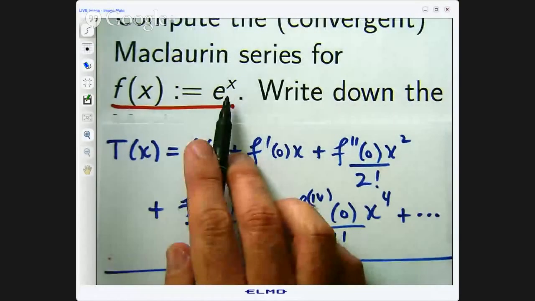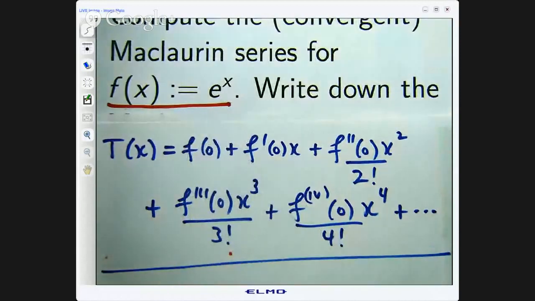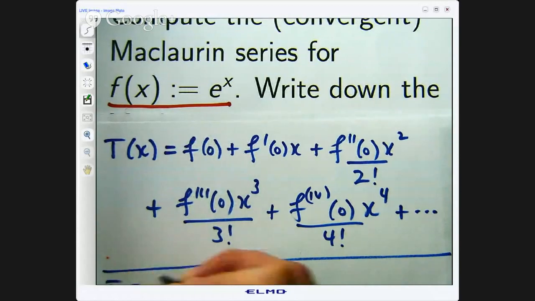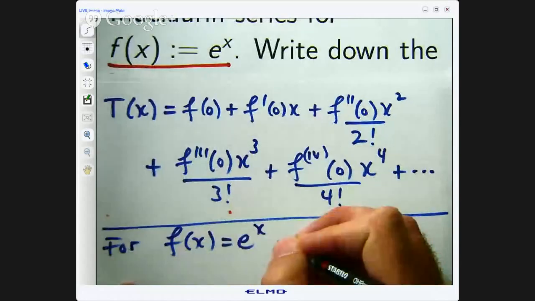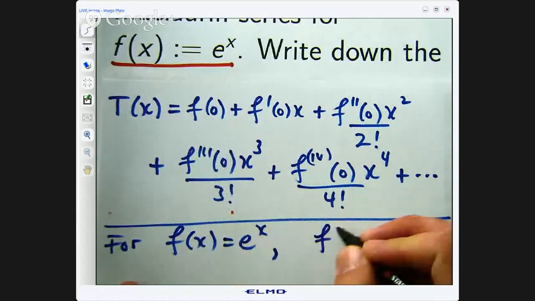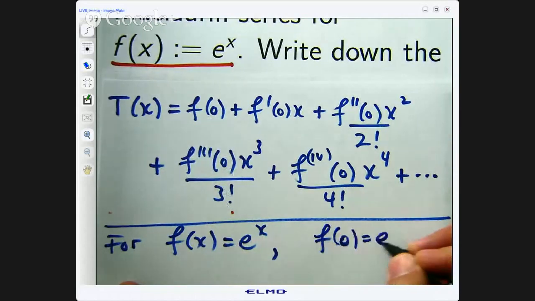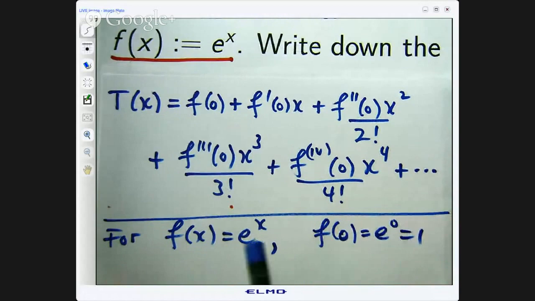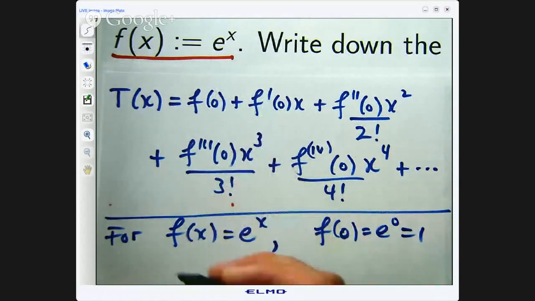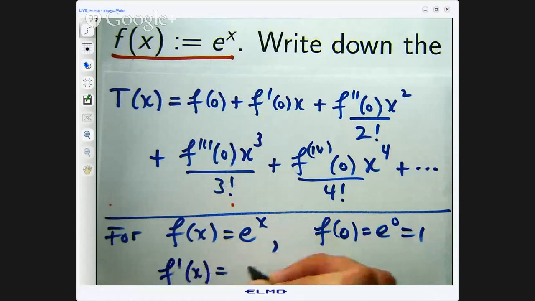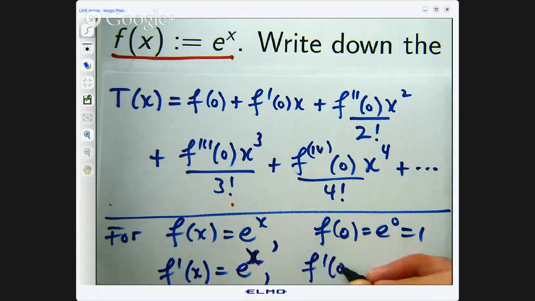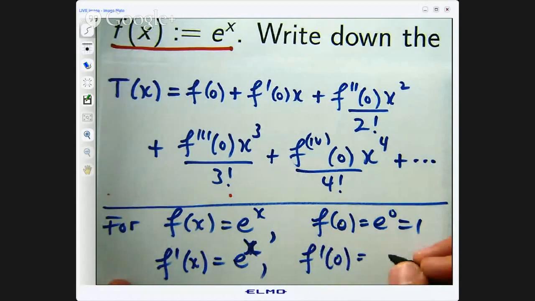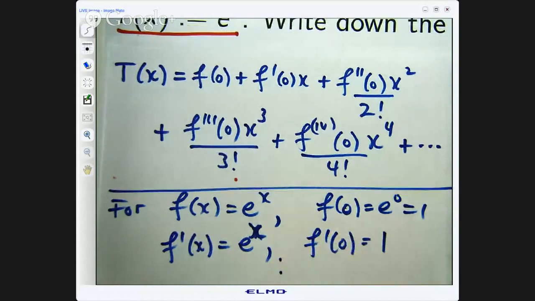Okay, so we've got e to the x. Now, what do we know about e to the x? When you differentiate it, you keep getting e to the x. So for f of x equals e to the x, we have f of 0 equals e to the 0. Well, that's just 1. We know the derivative of e to the x is just e to the x. So what's the value of the derivative at 0? That's just e to the 0, which is just 1. And you can just continue this on, right?